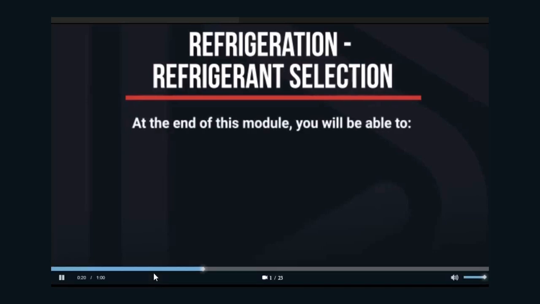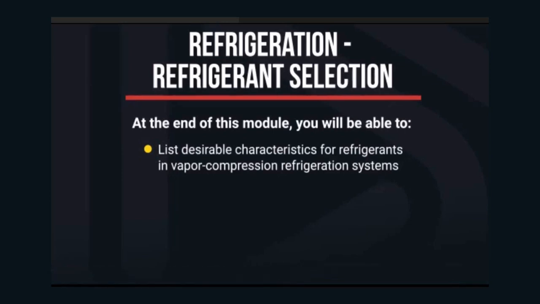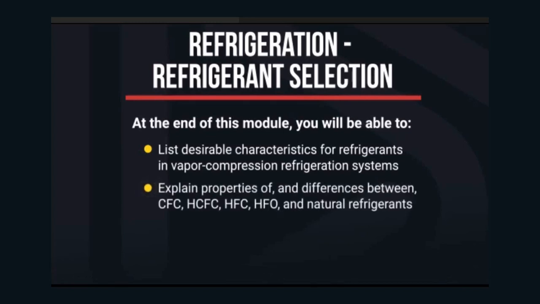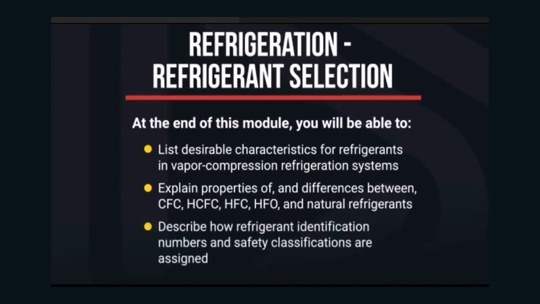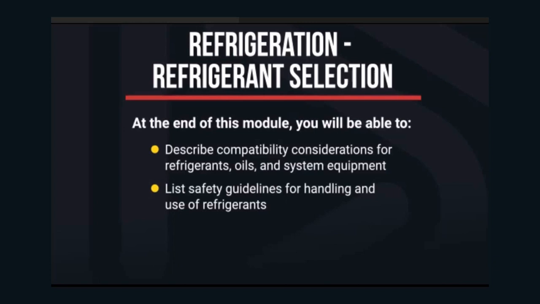At the end of this module, you will be able to list desirable characteristics for refrigerants in vapor compression refrigeration systems. Explain the properties of and differences between CFC, HCFC, HFC, HFO, and natural refrigerants. Describe how refrigerant identification numbers and safety classifications are assigned. Describe compatibility considerations for refrigerants, oils, and system equipment. And list safety guidelines for the handling and use of refrigerants.